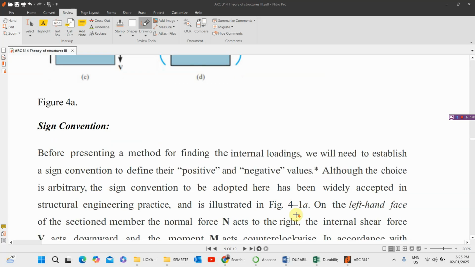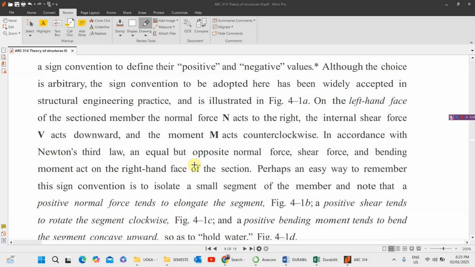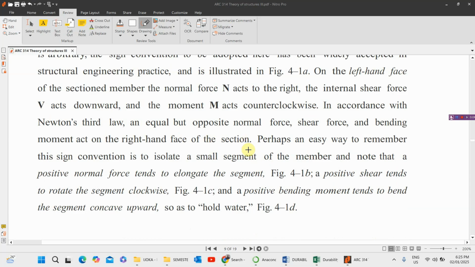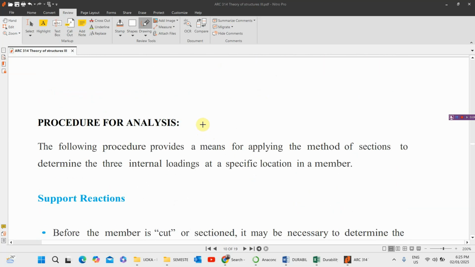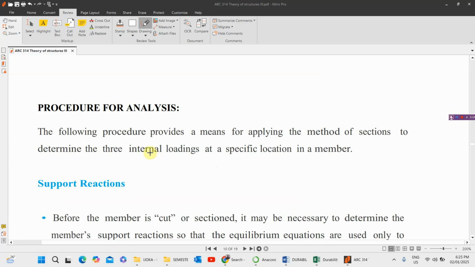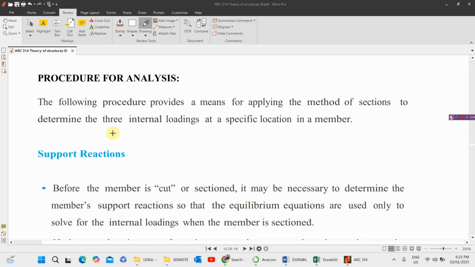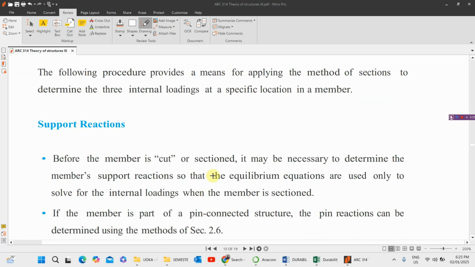So now let us look at this. I don't need to go through it; you can read this one. It's still the same explanation I've made. The procedure for the analysis, that is, how do we analyze this structure? The first thing is that we have to make sure we calculate our support reaction. Before the member is cut or sectioned, it may be necessary to determine the member's support reaction so that the equilibrium equations are used only to solve the internal loadings in the member that is sectioned.